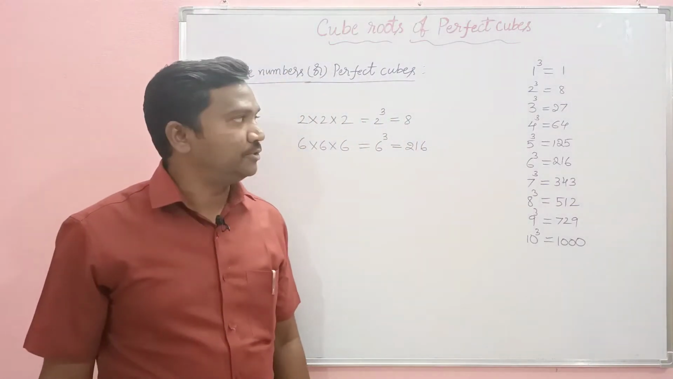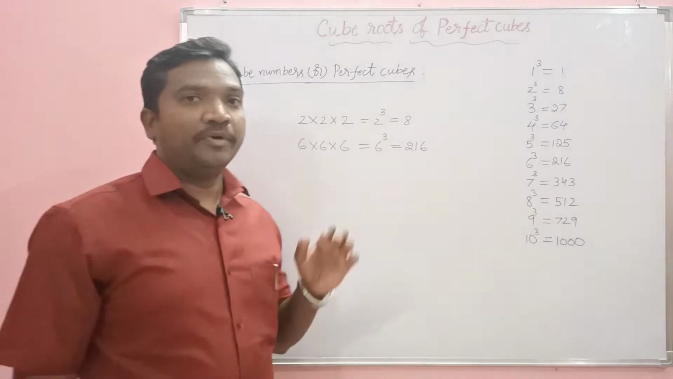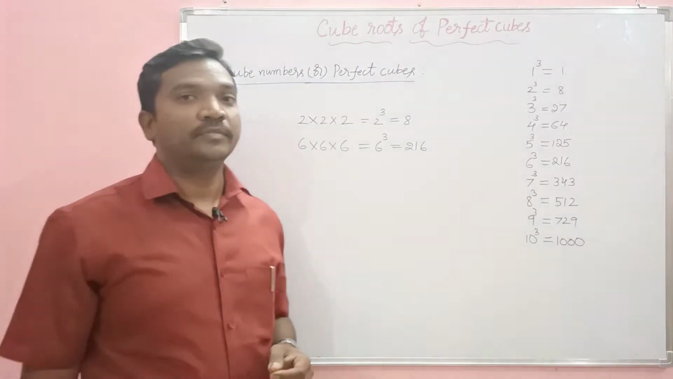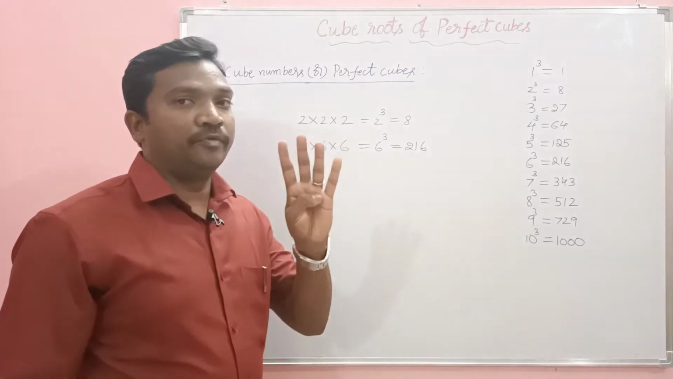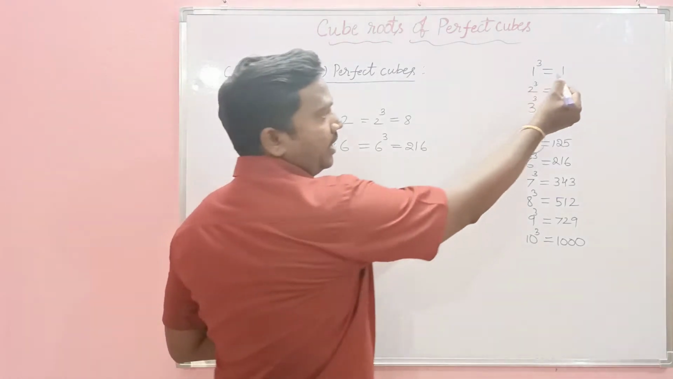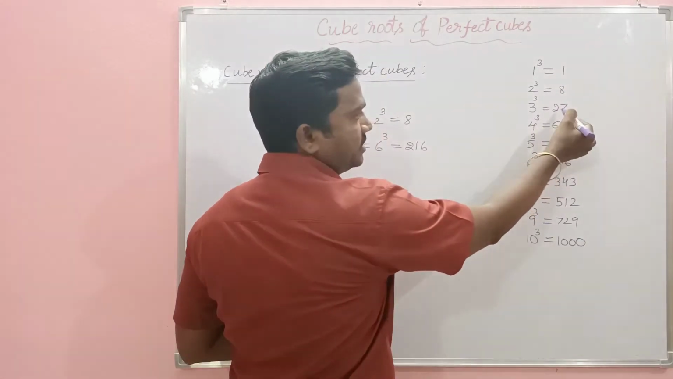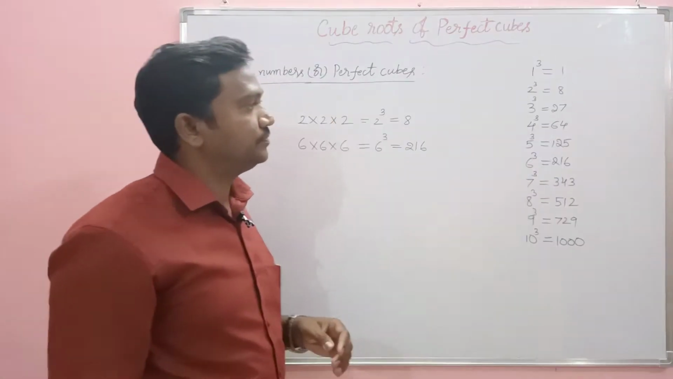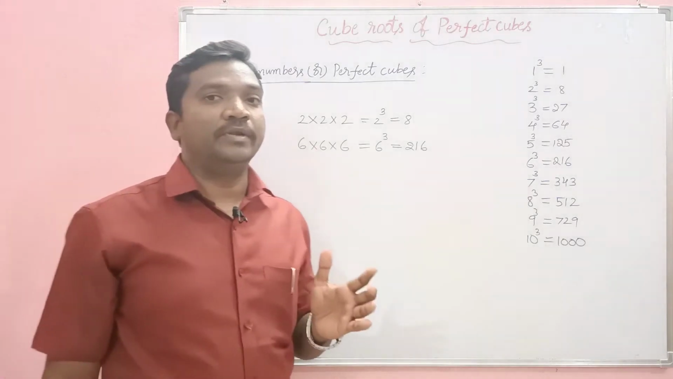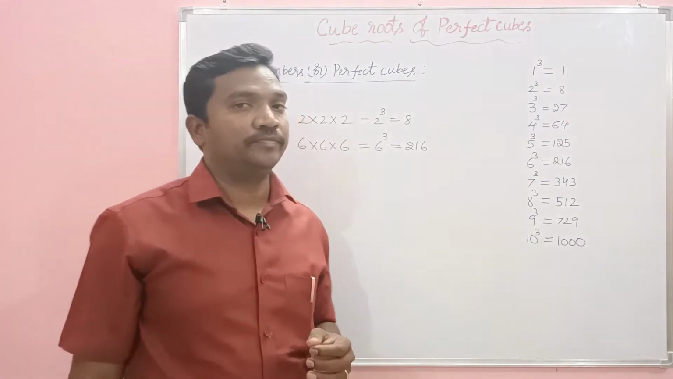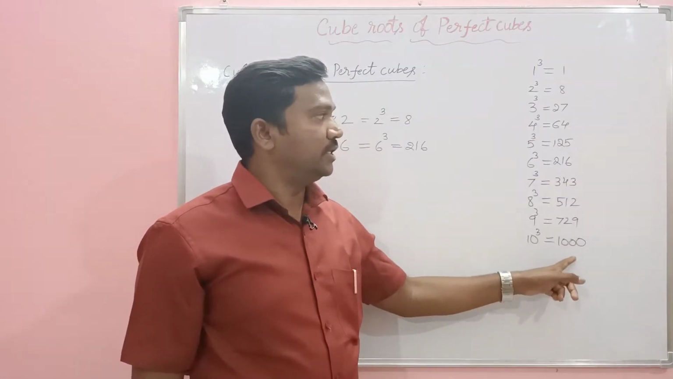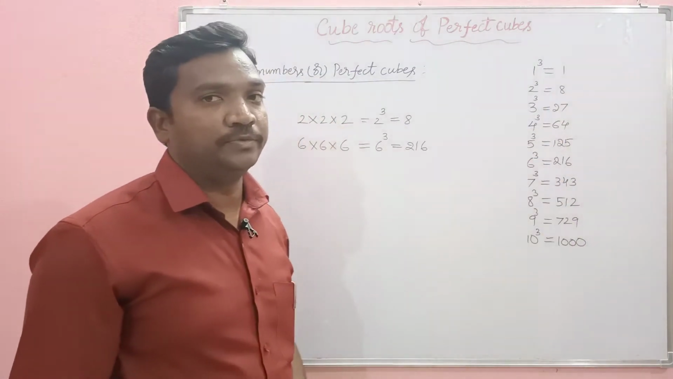Now I will ask you a question. How many perfect cubes are there below 100? There are 4 perfect cubes below 100. What are those? 1, 8, 27 and 64. Now, how many perfect cubes between 1 to 1000? Including 1000, there are 10 perfect cubes.